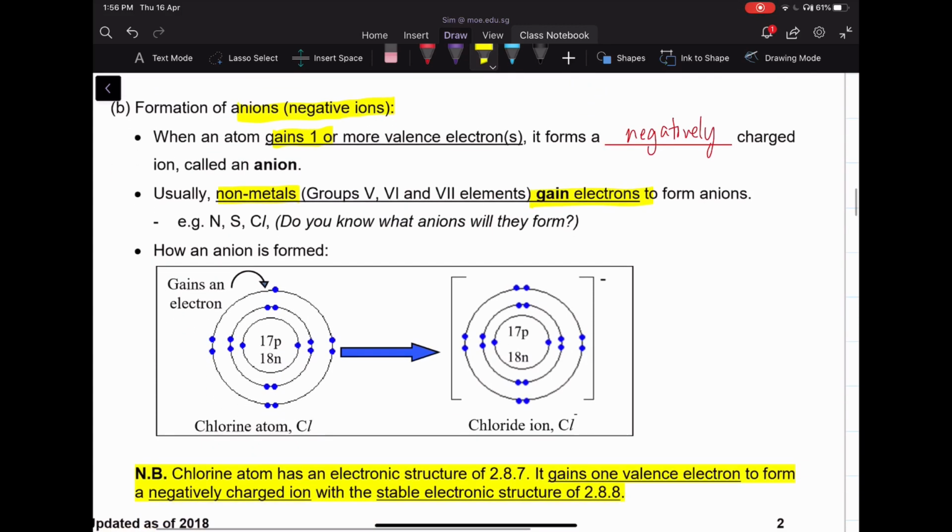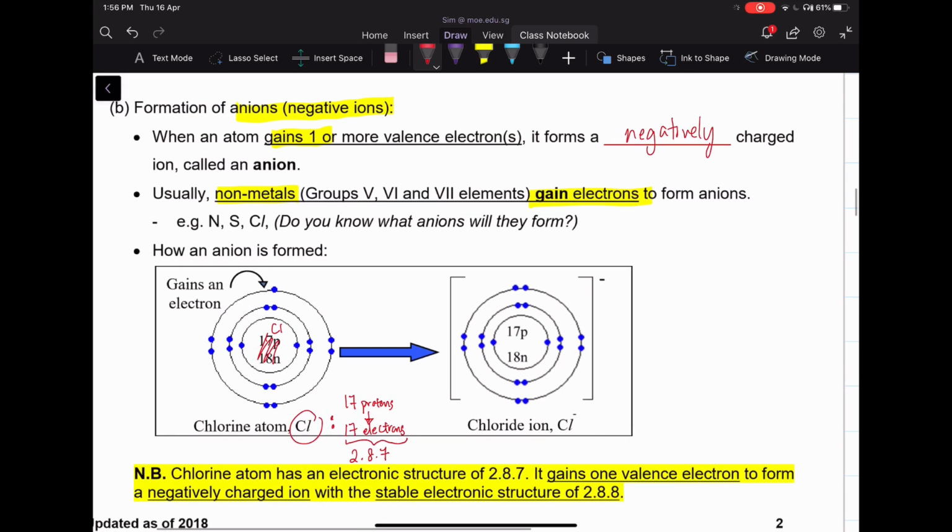So this is just an example again. Basically, this one is for a chlorine atom. Inside we'll just write chlorine. Chlorine atom by itself, you look at the periodic table, is supposed to have 17 protons. And if you recall the previous chapter on atomic structure, 17 protons means you should have 17 electrons in the electronic configuration of the atom. Which means that if you write it out in terms of the electronic structure, it will be 2.8.7.